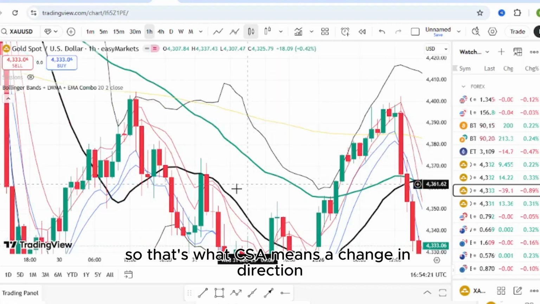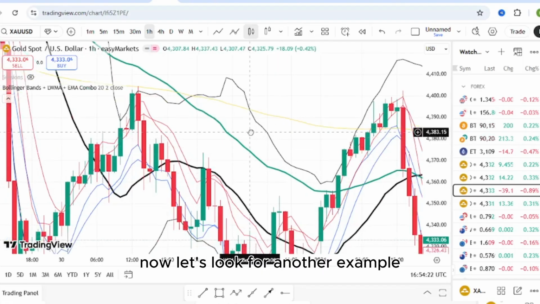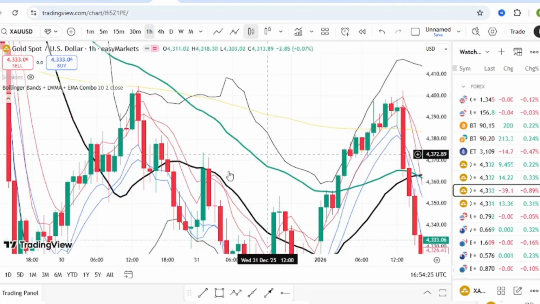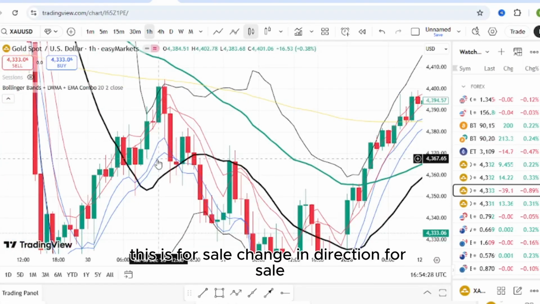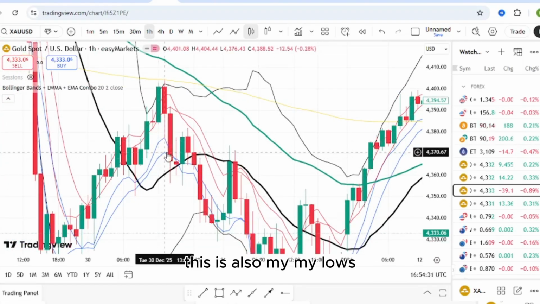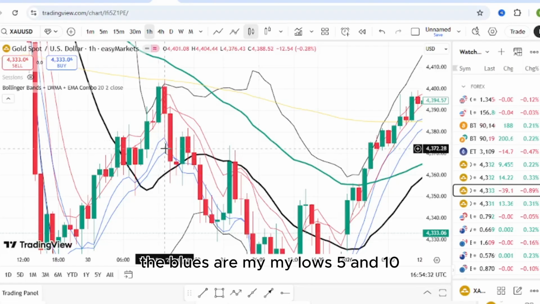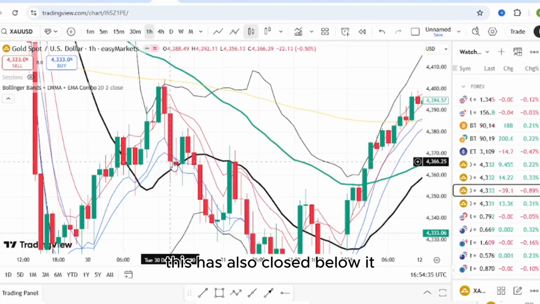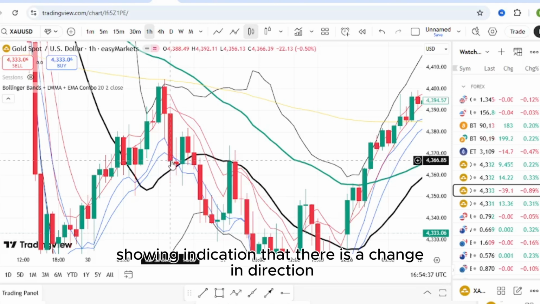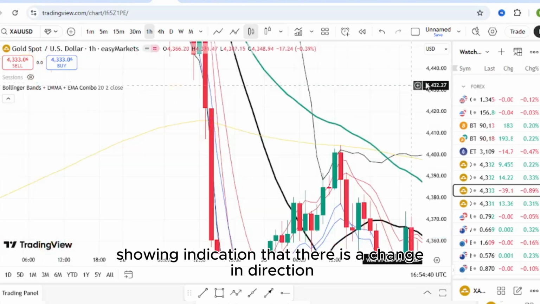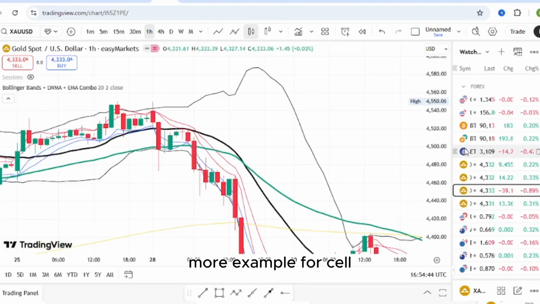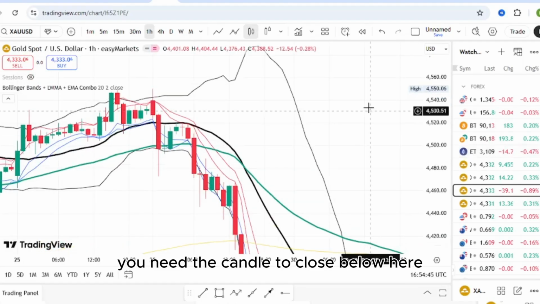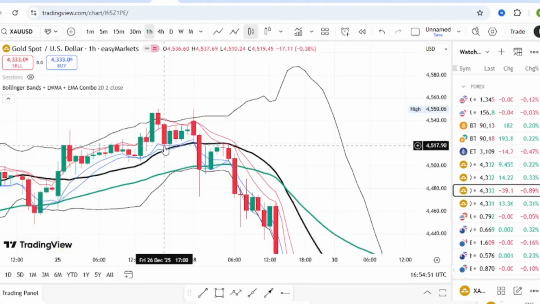And let's look for another example. And this is for sell, change in direction for sell. This is also my lows, the blues are my lows, 5 and 10. This has also closed below it, showing indication that there is a change in direction. Let's look for another example for the sell. You need the candle to close below it. Here, it did not close below it. It didn't close below it here.